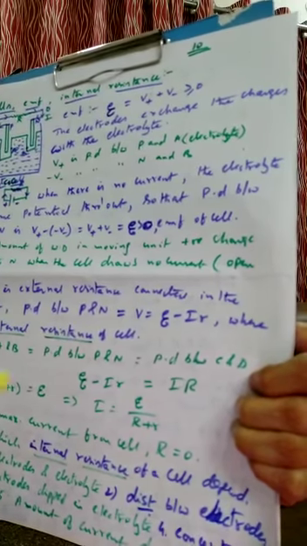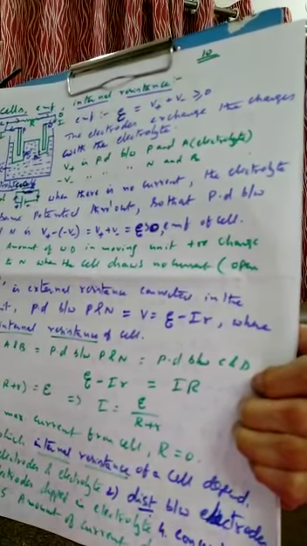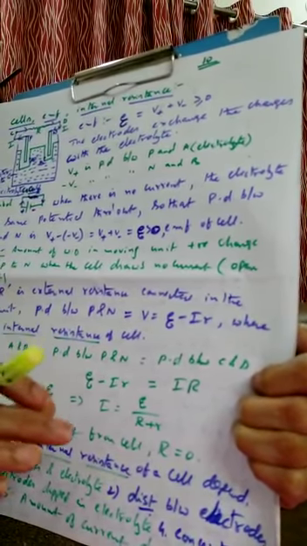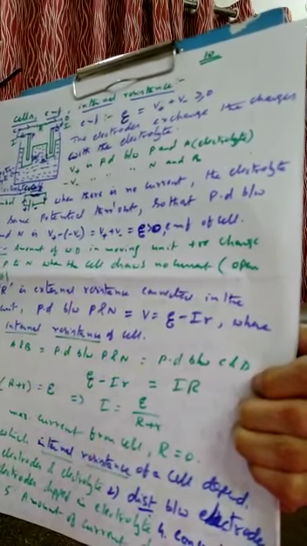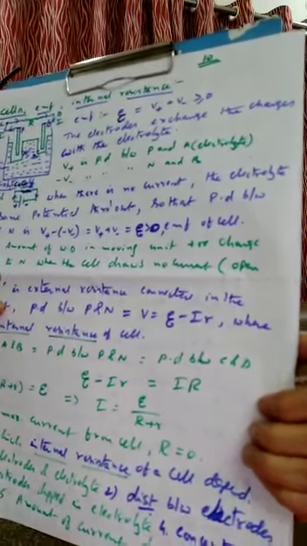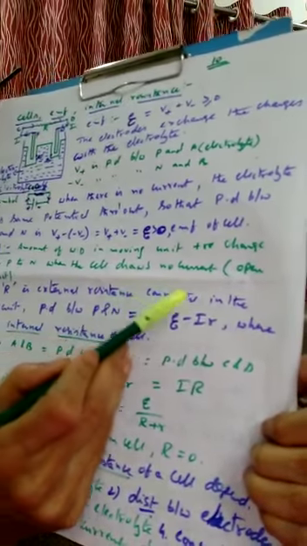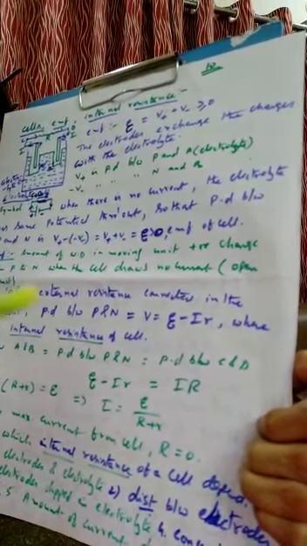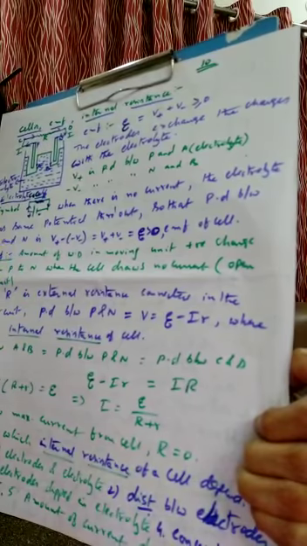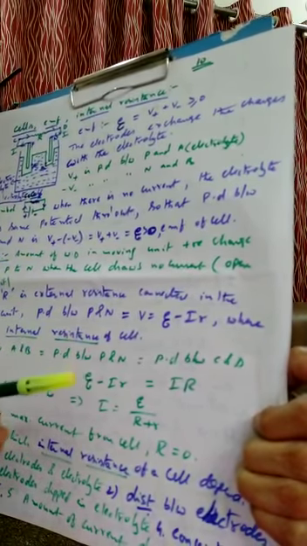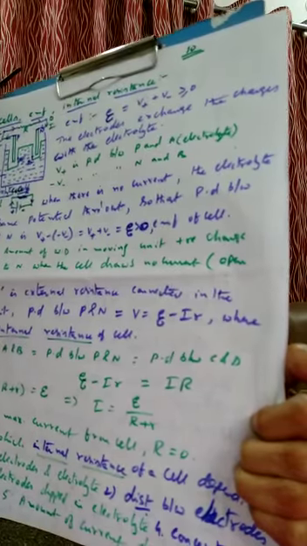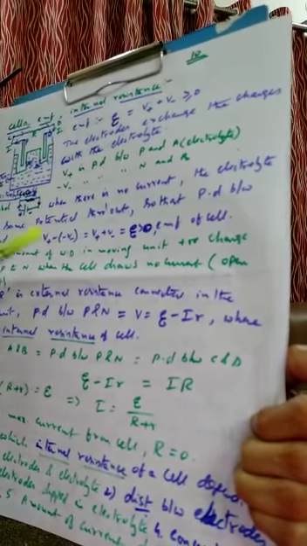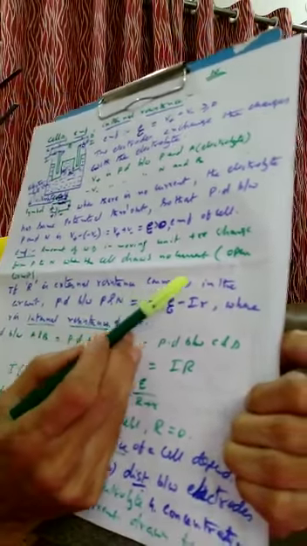What do you mean by internal resistance of the cell? The resistance offered by the electrolyte of the cell is called internal resistance of the cell. Once again, in practicals also in Vivas we ask this question. What is small r? Small r is the internal resistance of the cell. Define. It is a resistance offered by the electrolyte of the cell. Electrolyte offers certain resistance because it carries the charged carriers. Right? So that resistance we call it as internal resistance of the cell.